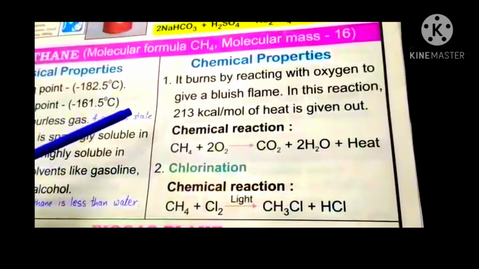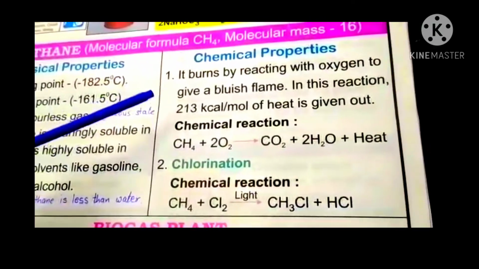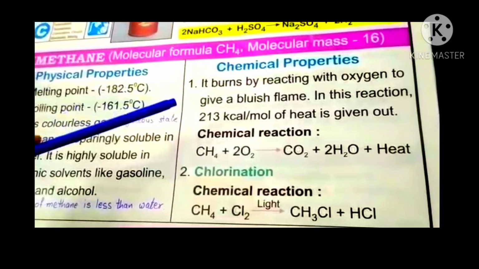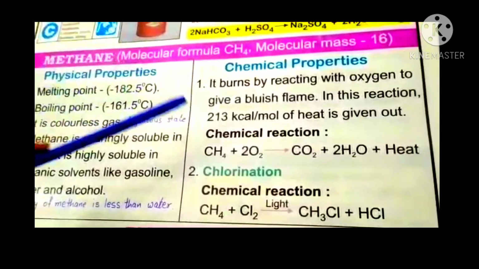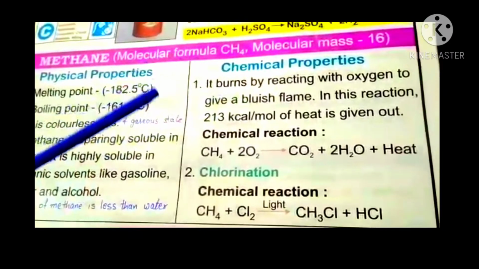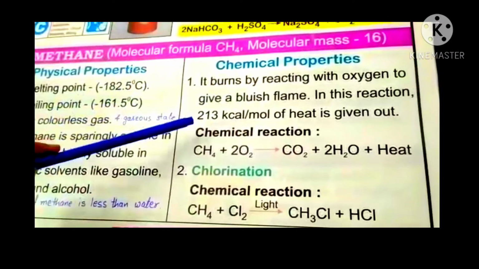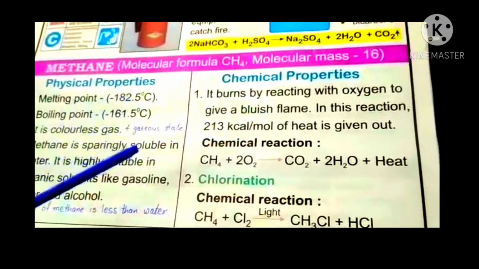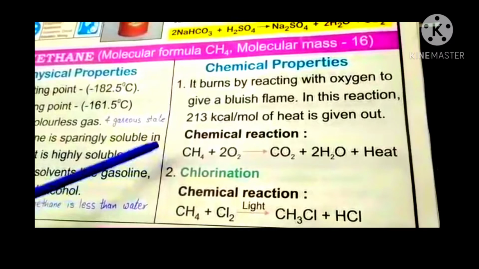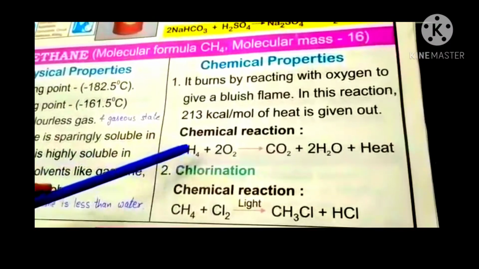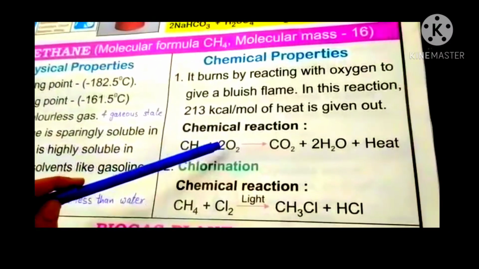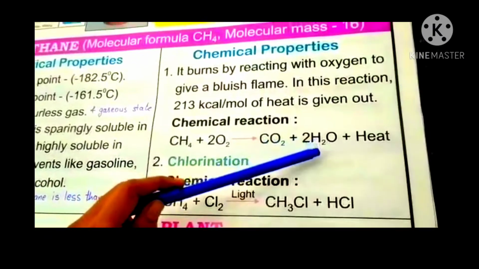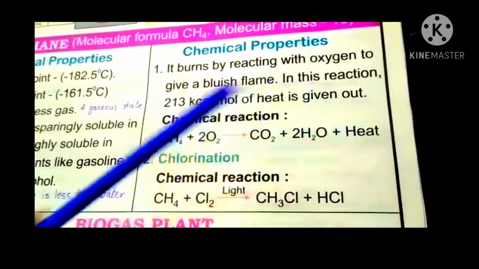As we see the blue color flame in our LPG burner at home, in the same way when methane gas is burned, a bluish flame is produced. And it is quite a good fuel, as it produces 213 kilocalories per molecule. Now let's see the chemical reaction. Methane CH4 when burned, meaning reacting with oxygen O2, is going to produce carbon dioxide, water and heat.